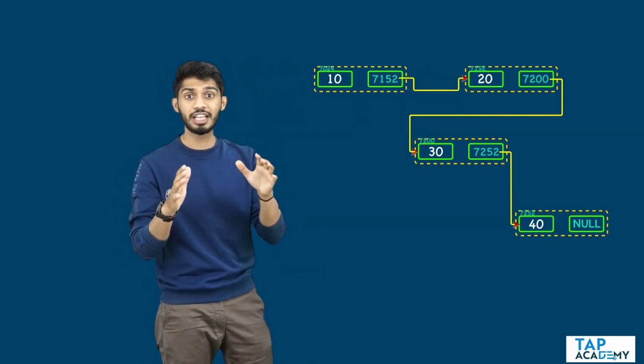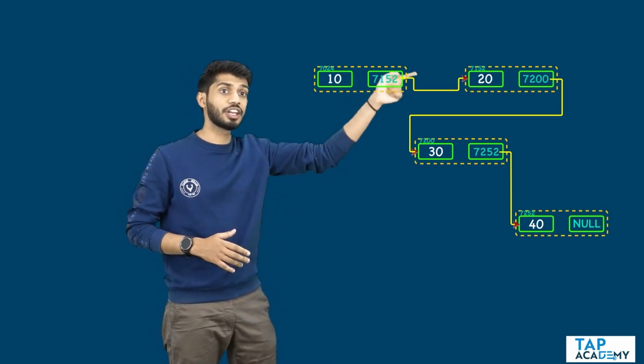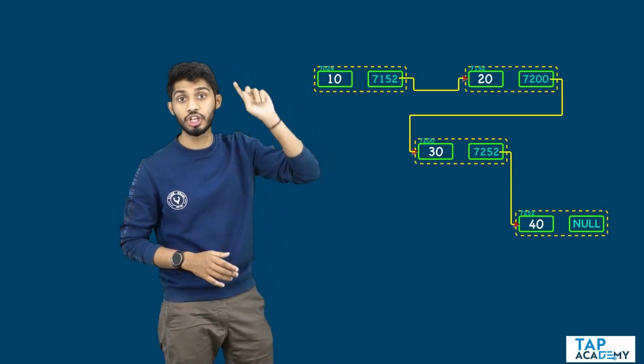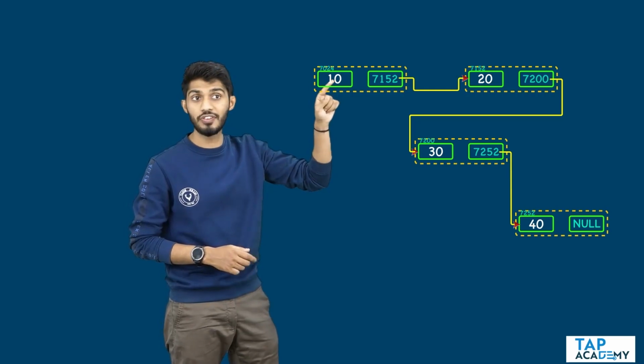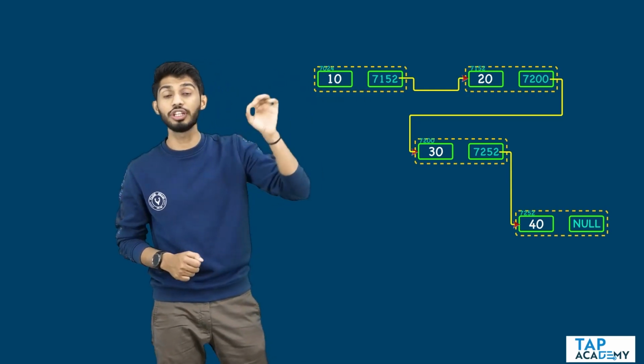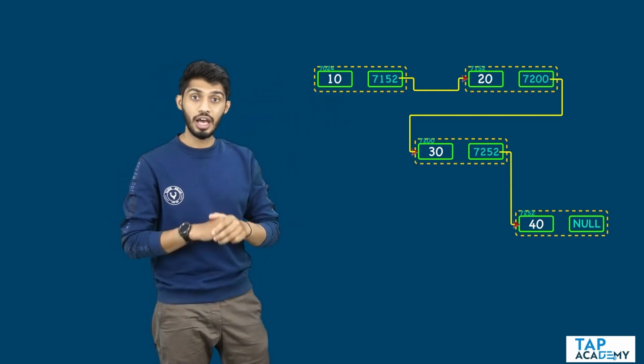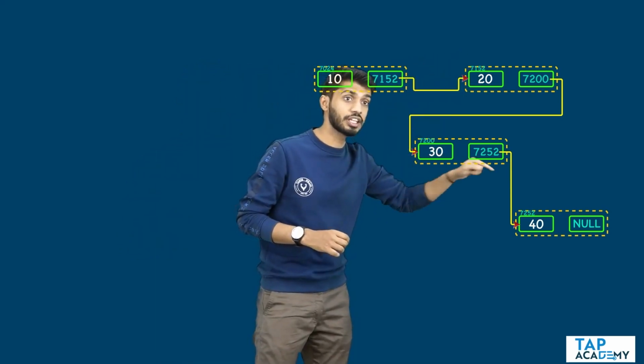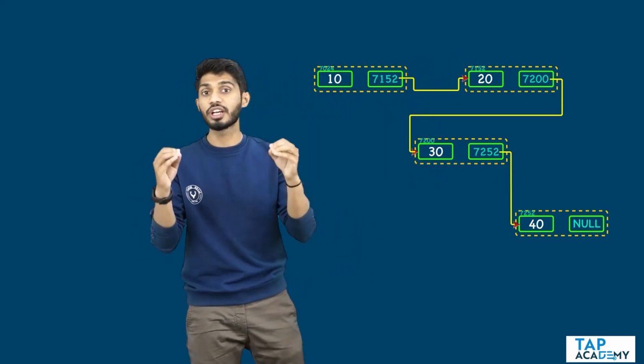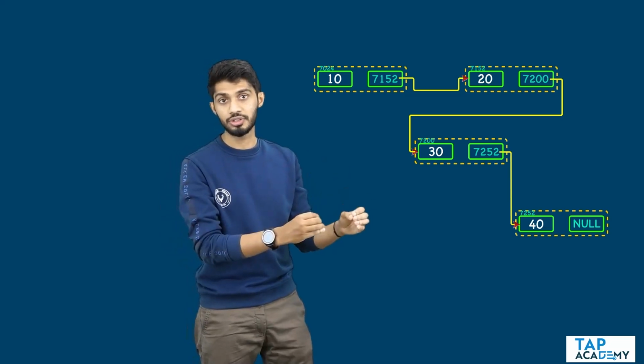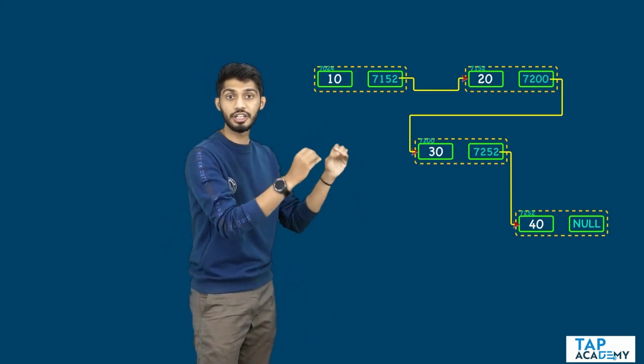Now what exactly has happened is, in each block I have created a new block which has two partitions. One partition where the element is available and the other partition where the address is available. Now this particular way of linking multiple elements is what we consider as a linked list, and this is what a linked list data structure is.